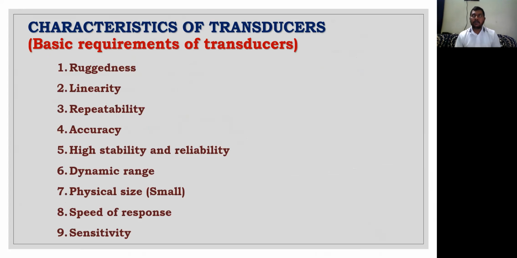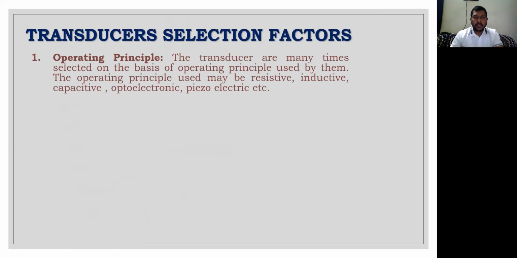So yeah, these are some of the characteristics which are essential for a transducer. It should have ruggedness. So we'll study this one by one. So ruggedness, linearity, repeatability, accuracy, high stability, reliability, dynamic range, and physical size, speed, response, sensitivity, and cost. Yes. So we'll read that.